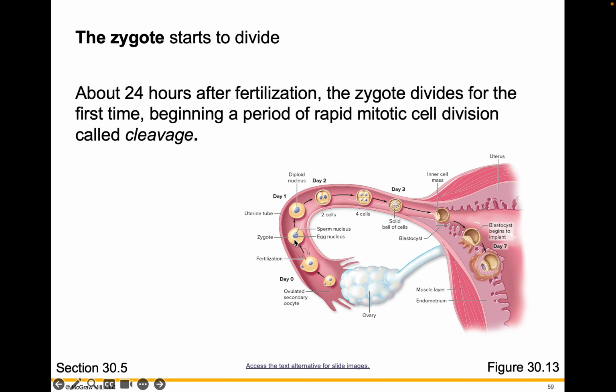This is a nice visual that shows how that might happen over a series of days. So they have the ovulated secondary oocyte. It becomes fertilized here in the fallopian tube. It turns into a zygote. It begins to divide here on day 2. It continues to divide on day 3. So here it has an inner cell mass. It's a blastocyst by the time it reaches the uterus. Then it begins to implant. And by day 7, that developing blastocyst is implanted in the endometrium of the uterus.